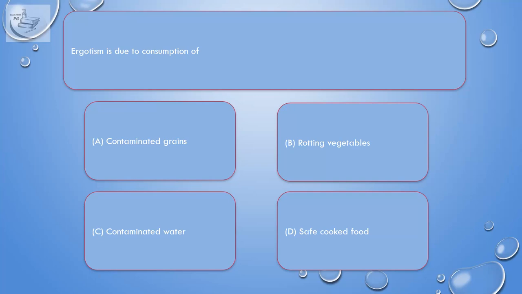Question: ergotism is due to consumption of A. Contaminated grains, B. Rotting vegetables, C. Contaminated water, D. Safe cooked food. Correct answer is A. Contaminated grains.